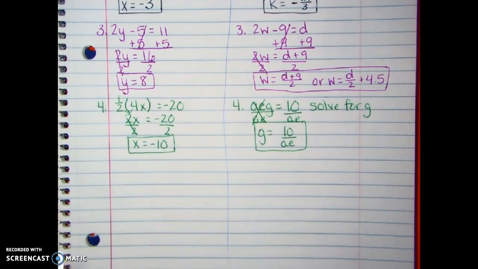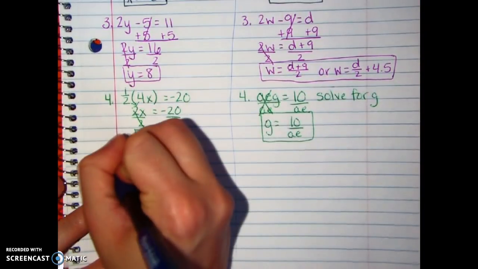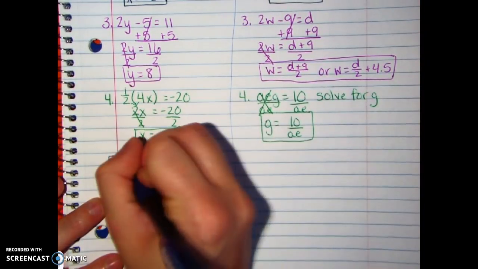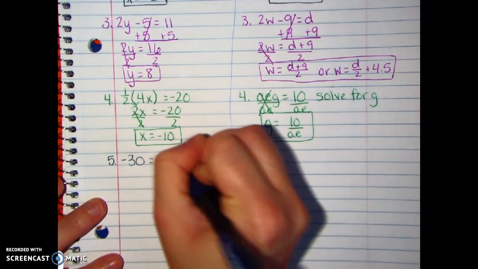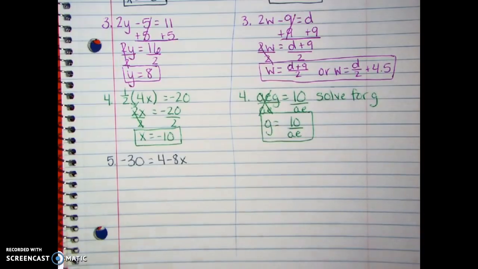Okay, let's try another one. I think I have 2 more to do. This is another 2-step one. This is -30 equals 4 minus 8x. So go ahead and do that one.